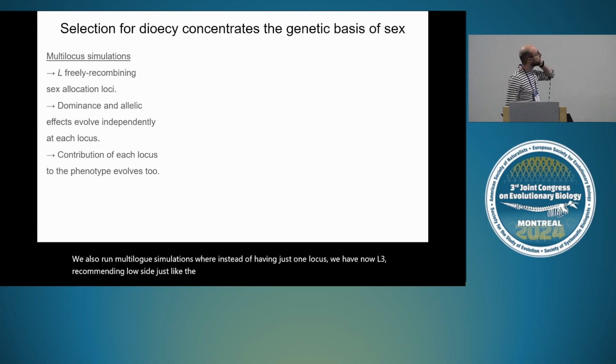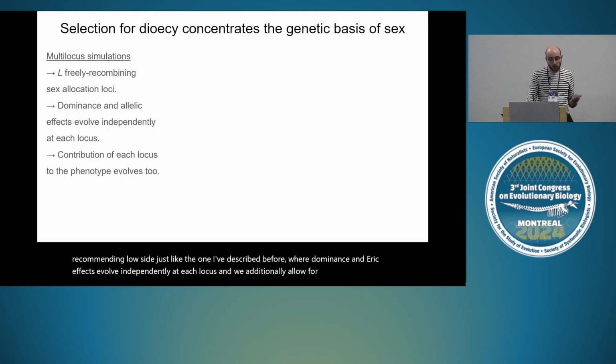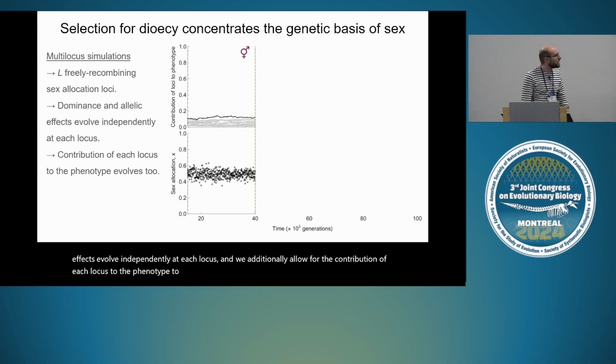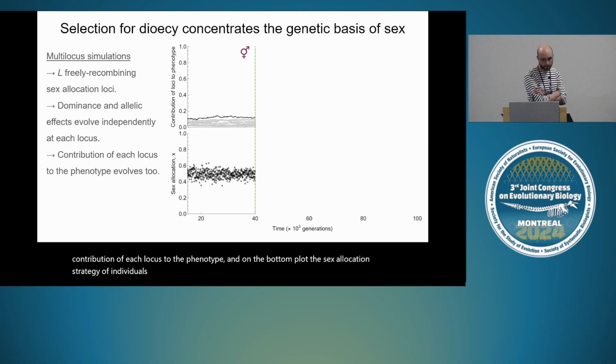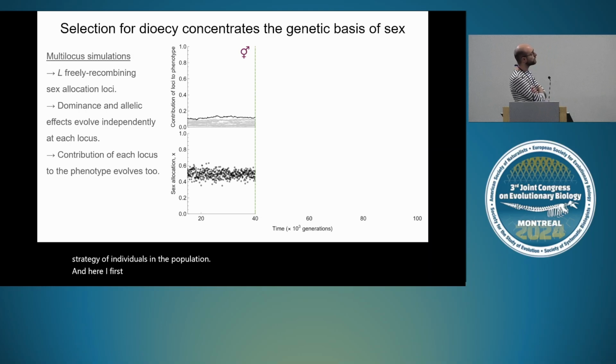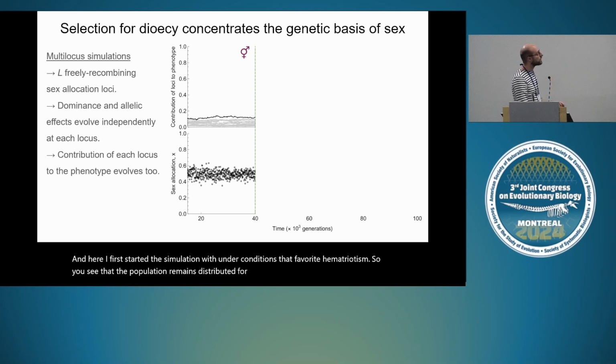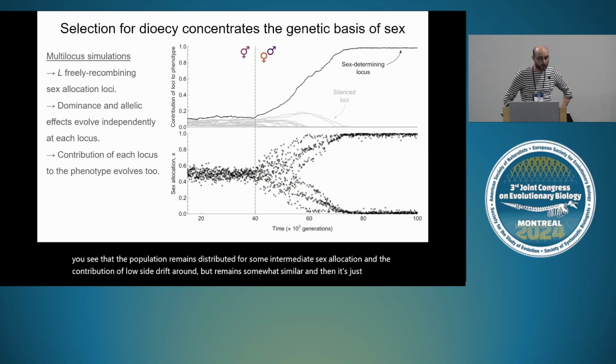just like the one I've described before, where dominance and allelic effects evolve independently at each locus. And we additionally allowed for the contribution of each locus to the phenotype to evolve. And so here I'm showing just another example simulation, where as a function of time, you have on the top plot the contribution of each locus to the phenotype, and on the bottom plot, the sex allocation strategy of individuals in the population. And here, I first started the simulation under conditions that favor hermaphroditism. So you see that the population remains distributed for some intermediate sex allocation, and the contribution of loci drift around, but remain somewhat similar. And then I just switch the direction of selection so that now it favors DIC.